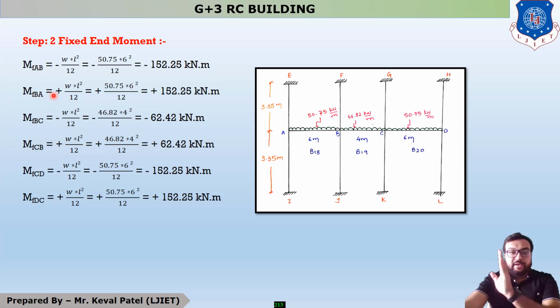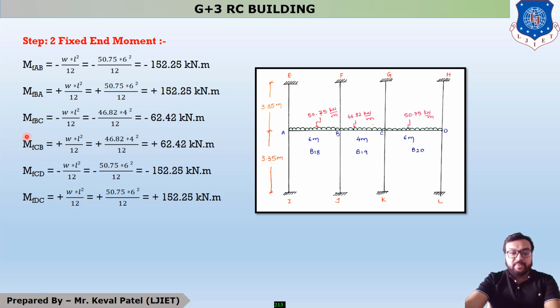Now, MFBA is right to left. It is already discussed that when you move from right to left, the equation is plus WL square by 12. Now, the value of W remains the same because we are moving on the same beam. So the value of W is 50.75. The value of L is equal to 6, divided by 12. So your answer is plus 152.25 kilonewton meter.